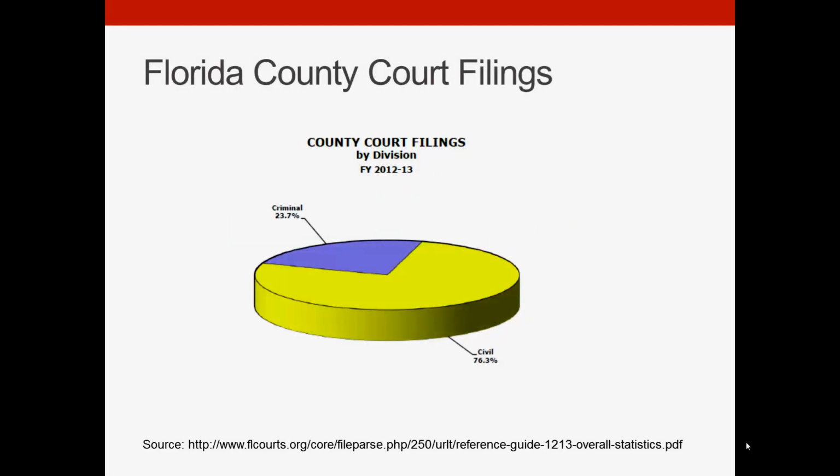Florida County Court filings by division, fiscal year 2012 to 13. In county court, the vast majority of filings are civil matters, 76.3%. The remaining 23.7% are criminal matters.